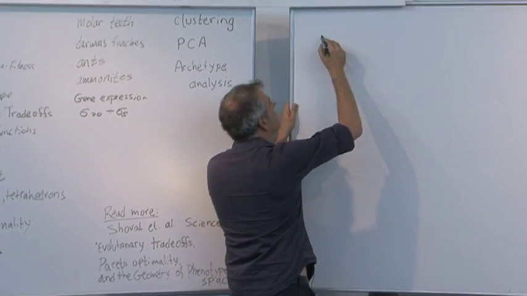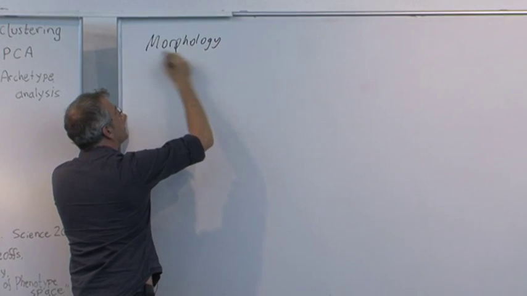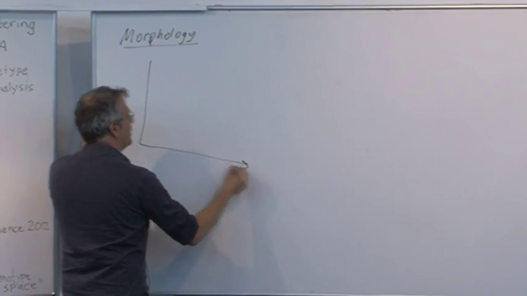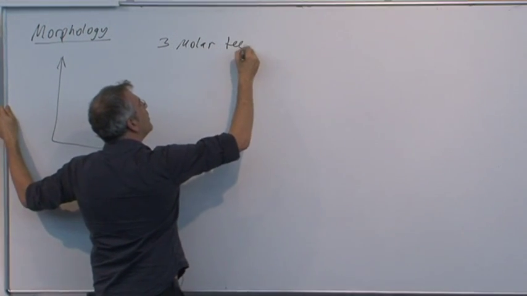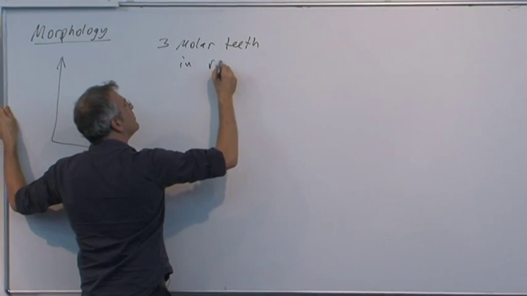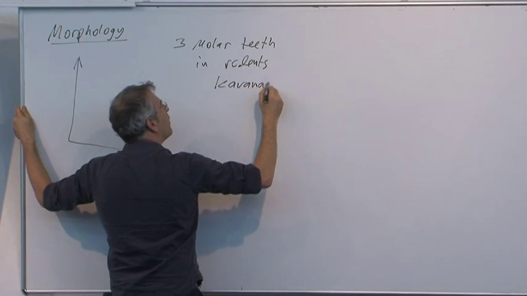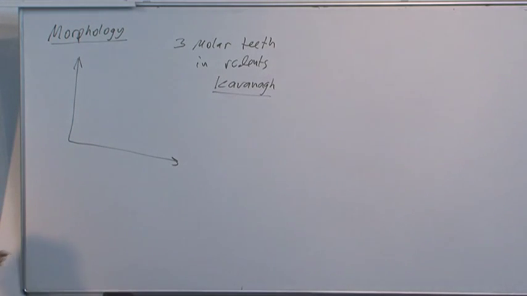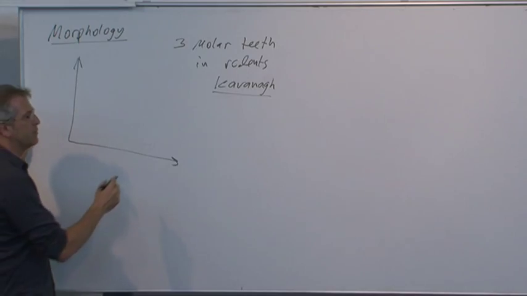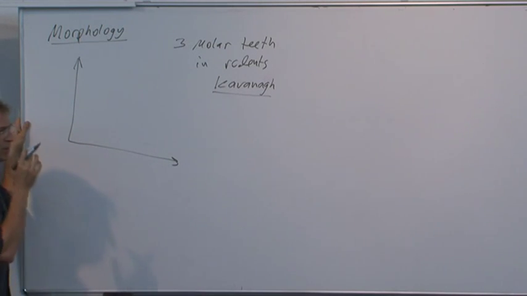So I'm going to tell you some examples from the field of morphology, which is measuring animal shapes, and we're going to talk about the 3 molar teeth in rodents. Kathy Kavanaugh, by the way, is a co-author on this paper, and she's a zoologist who showed me graphs like this that got me interested in this problem. So the field of morphology is a beautiful field with a lot of mathematical analysis.